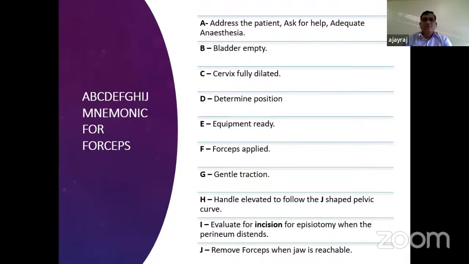F, forceps applied. G, gentle traction. H, handles are elevated to follow the J-shaped pelvic curve. I, evaluate for incision for episiotomy when the perineum distends. J, remove the forceps when the jaw is reachable.